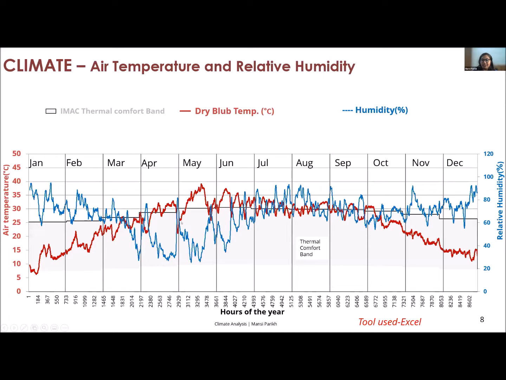So Yashima, can we have the first poll question? Yep. I will launch the first question for today. Yes. So the question is, as per the graph shown, which months can evaporative cooling be used as a passive strategy? And there are 4 options. You can select one of those based on your understanding.